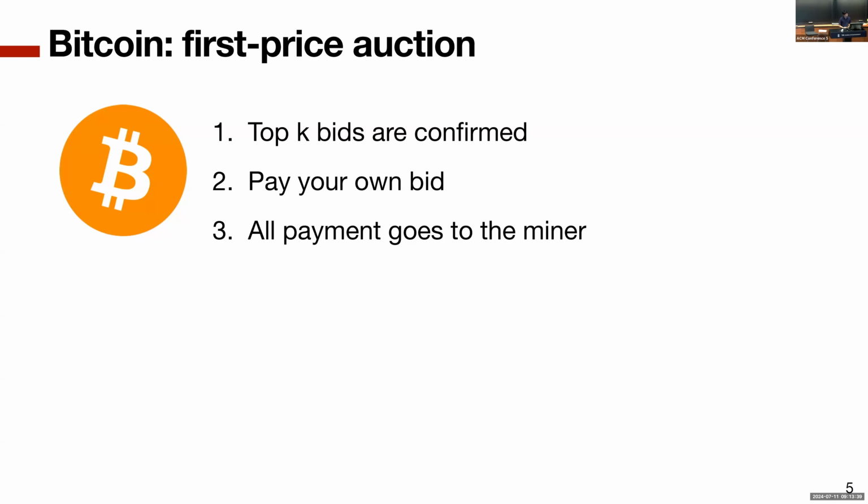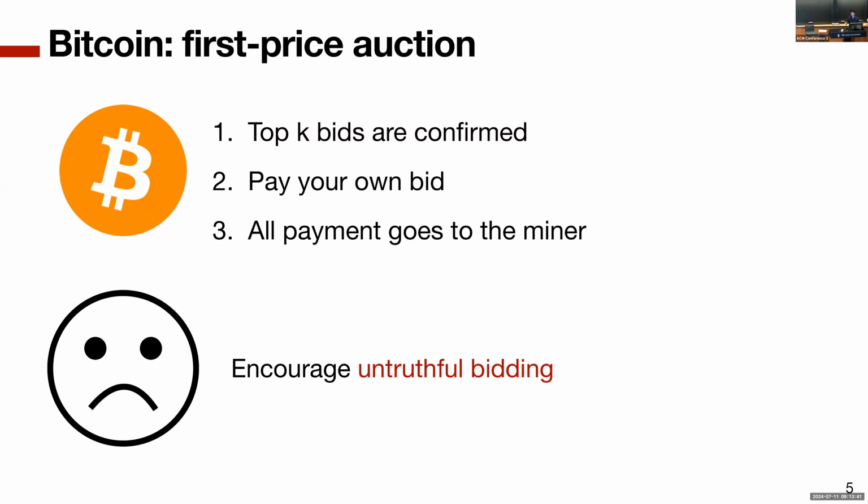Is it a good auction? Not necessarily, because the first price auction actually encourages users to bid untruthfully. That means if I'm a user, I have to monitor the network and try to bid the bare minimum to get into the block. And that causes the user a lot of overhead. Can we solve this problem?